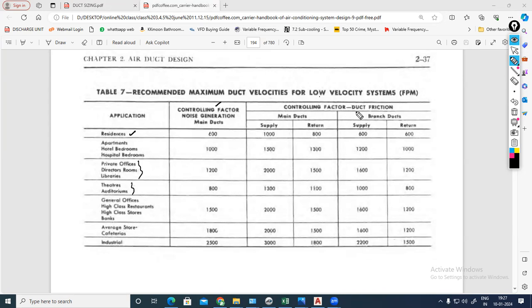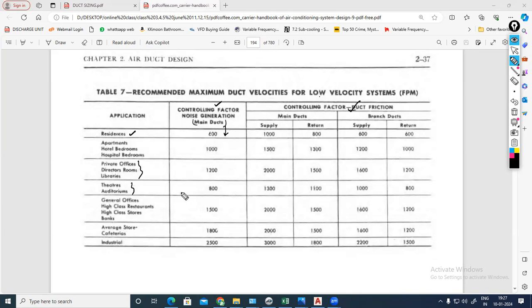Or even if you are selecting for the equal friction method, normally they represent this noise generation, because if you are following this velocity for the main duct, the starting duct, it won't create that much noise issue. So this is the noise issue. But even so, you can select this as well. But compared to the noise generation, this will be slightly higher only. Okay.